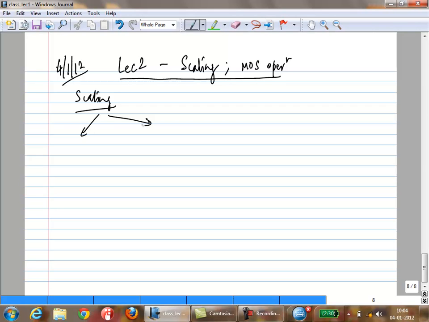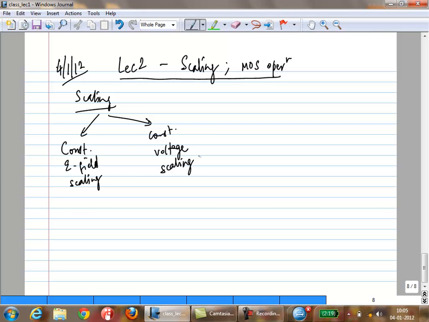So there are two kinds. One kind is called constant electric field scaling, and the other one is called constant voltage scaling. What does it mean when you say constant electric field scaling? If you scale voltage and dimensions by the same amount, your electric field will stay constant, right? So that is constant E field scaling.